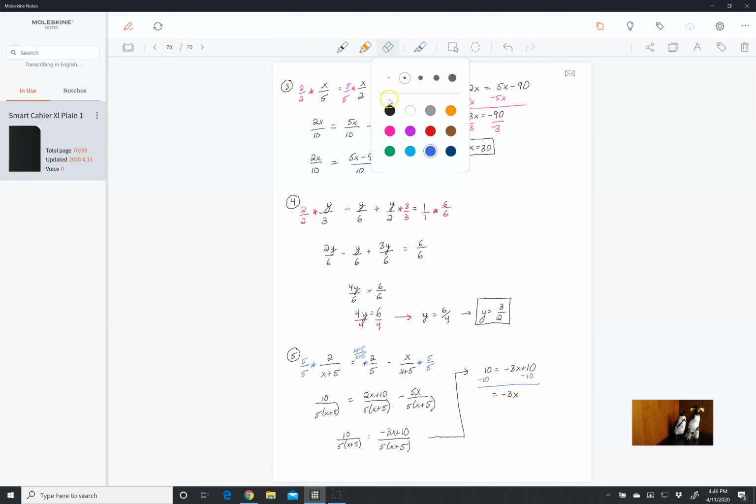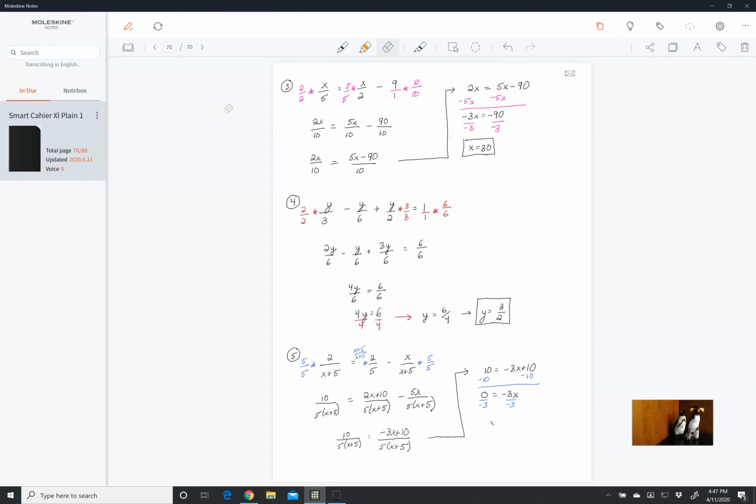Sorry about that. The 0 disappeared. Divide both sides by negative 3, we still get 0. So x is equal to 0. You still have to check for extraneous solutions.